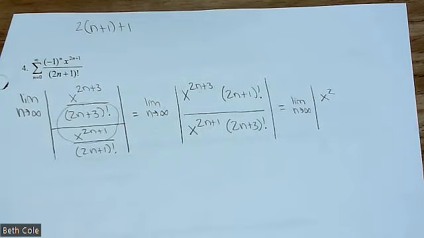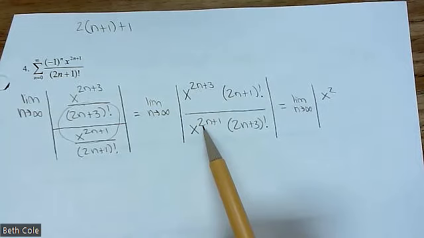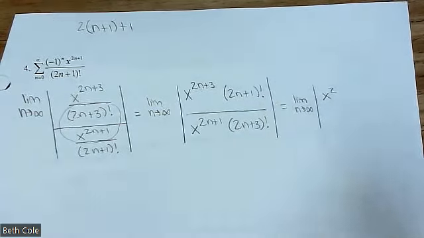Are you good? That just kind of spits that out. So you're subtracting these. So 2n minus 2n goes away. 3 minus 1 is 2. So that's all that's left there. Now, this one, let me talk you through that.